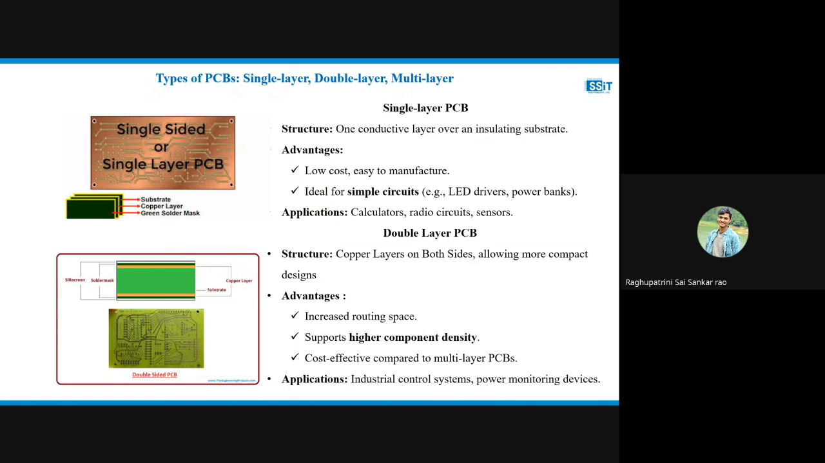Based on our use case, we will be selecting the single layer, double layer, or even multi-layer. The major applications like industrial control systems and power monitoring devices will come under the double layer PCBs. In these double layer PCBs, ideally we will be having vias and a lot of other things also.